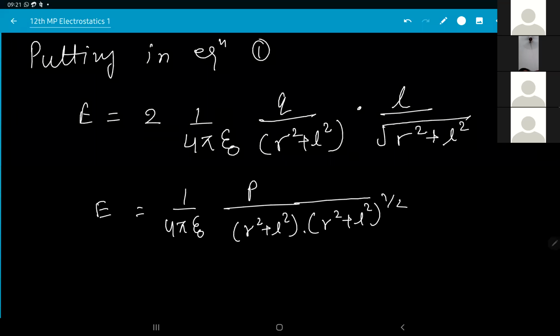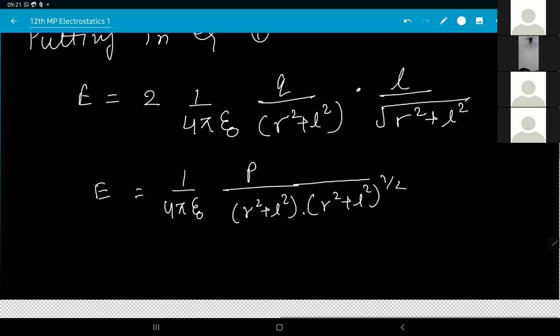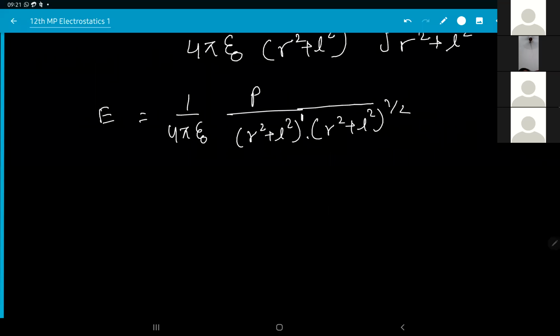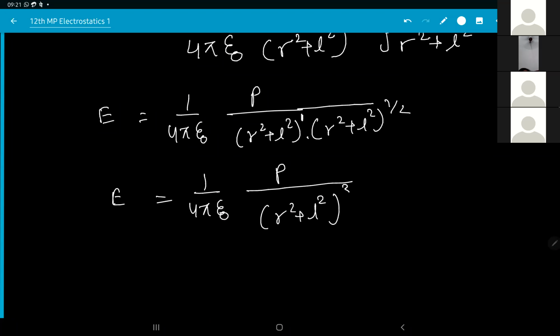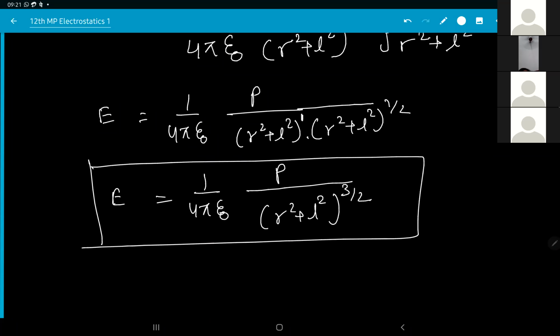Is there any problem? I wrote it like power 1 by 2. See, we can write root x as x power 1 by 2. Is that clear? Okay. Now, the power of this bracket is 1. So, E is equal to 1 by 4 pi epsilon naught P upon R square plus L square power 3 by 2. If bases are same, then powers will be added. So, 1 plus 1 by 2 becomes 3 by 2. This is the formula to calculate electric field on axial line.